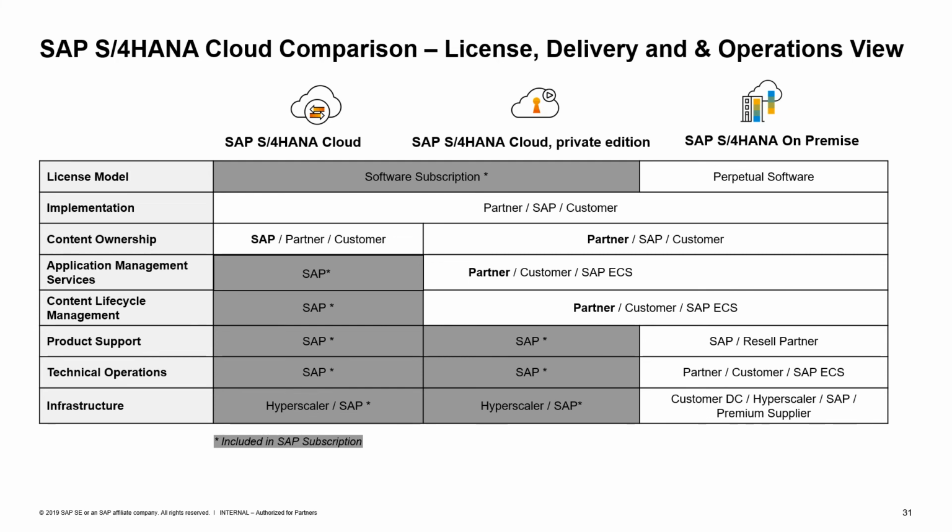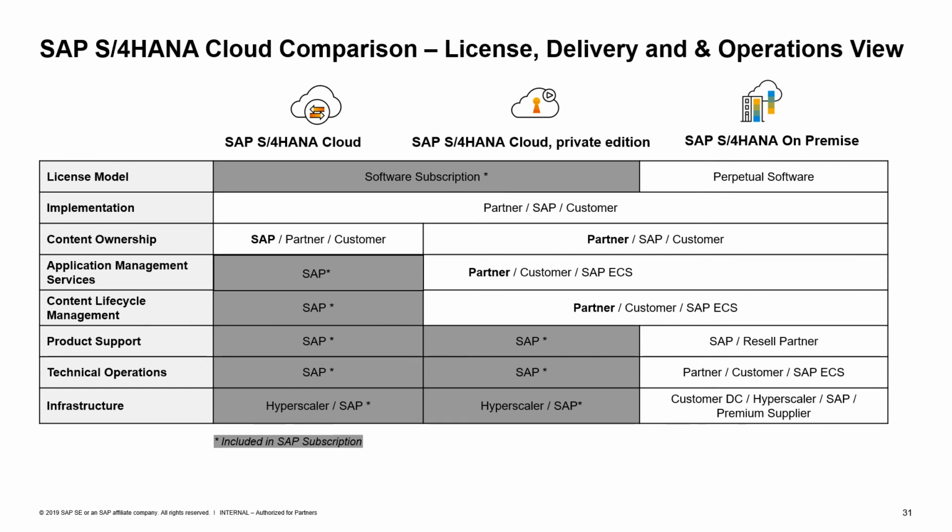Okay, so Proactive AMS for Essentials Extended Edition is SAP. Now on Private Edition, it's all on the partner, the customer, or if they would like, the customer can elect SAP ECS to provide this. The content lifecycle management, as you can see for public cloud, it's SAP. And for content lifecycle management, it is a partner-centric approach.